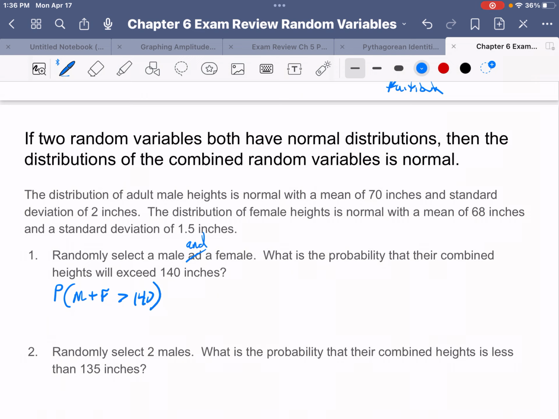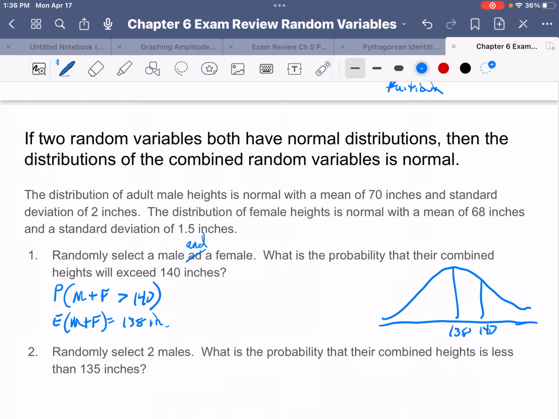Well, in a normal distribution of combining two different normal distributions, the expected male plus female would be 70 plus 68, 138 inches. So I'm going to draw a normal distribution with a mean of 138 inches combined. So now 140 is over here and shade to the right. So don't forget, whenever you're doing a normal distribution problem in free response, you must draw a normal distribution with shading.